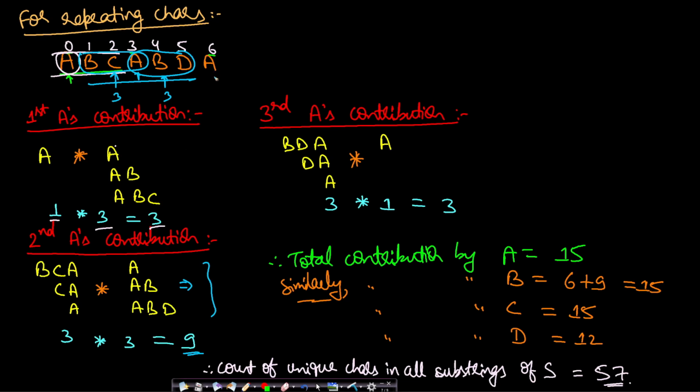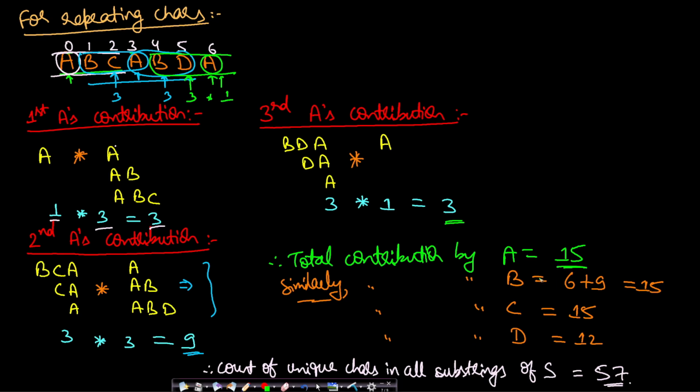And similarly for the third A, you should not include any A on the left side and any A on the right side. On the right side you do not have anything, and on the left side you have an A at 3. So the left window will range from 4 to 6. It is of length 3, and the right window will only be of size 1. So you multiply them together and it will be equal to 3. So there were 3 A's and the contributions were 3, 9 and 3. So you will add all these contributions and it will be equal to 15.